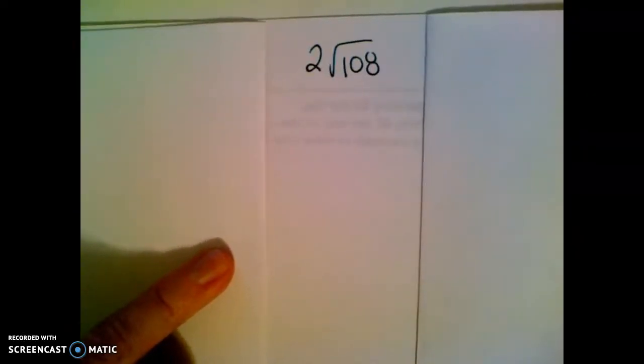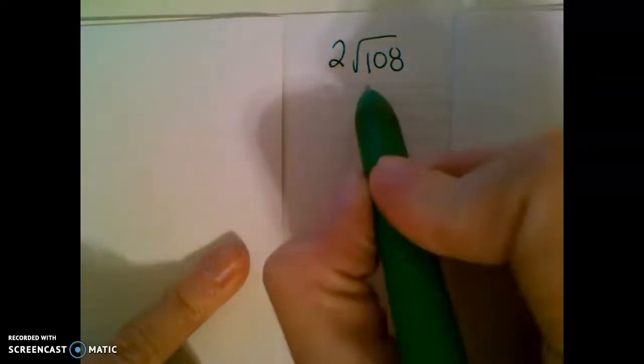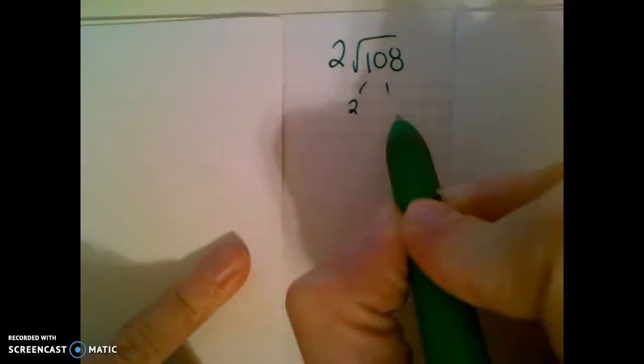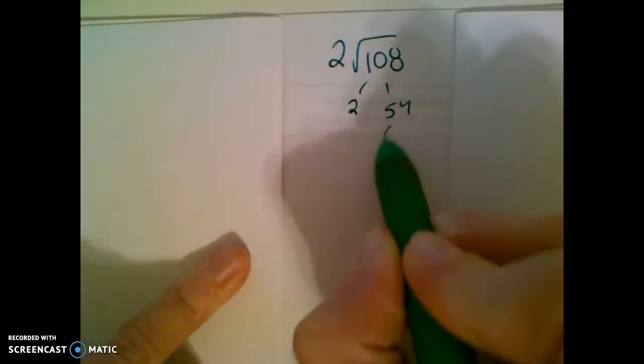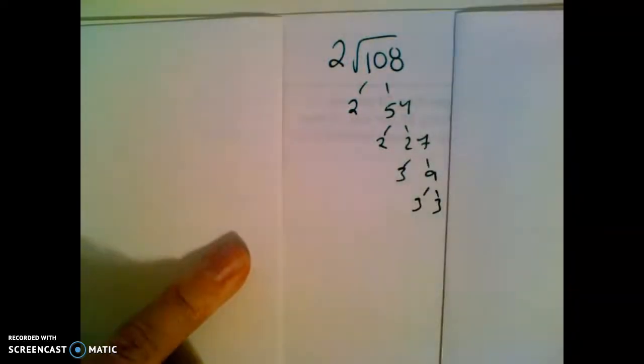Okay, 2 root 108. There are 2 ways to do this. Again, you could do the factor tree or just break it down. I guess I'll go ahead and do it both ways for this one. So if you're doing the factor tree, that is 2 and 54. 54 is 2 and 27. 27 is 3 and 9. 9 is 3 and 3.